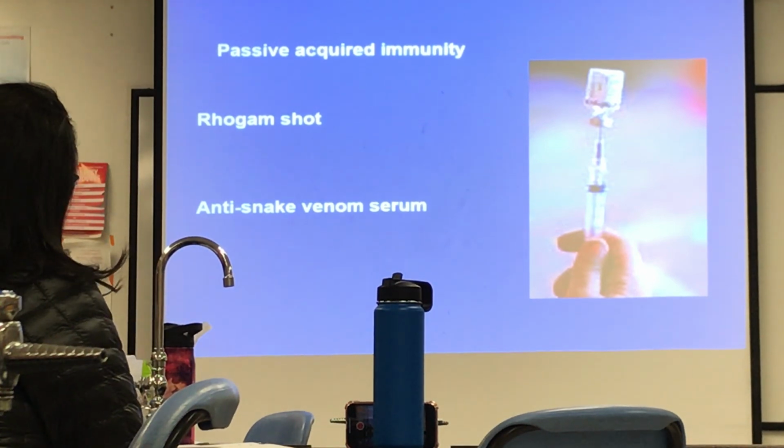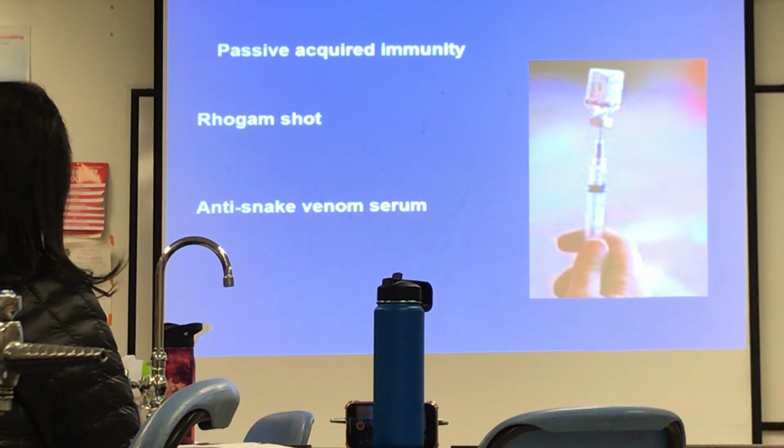But I read an article where a woman got charged $40,000 for the injections. She had insurance, but it must not have been very good insurance. So, what was the difference between those two? Passive, acquired, well, definitely acquired because it was injections. Passive or active?